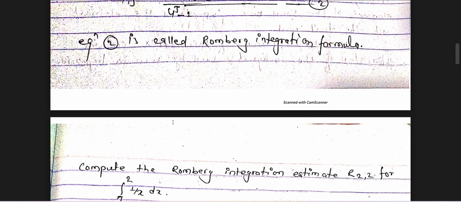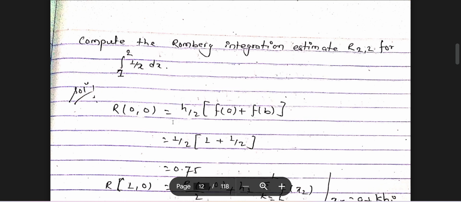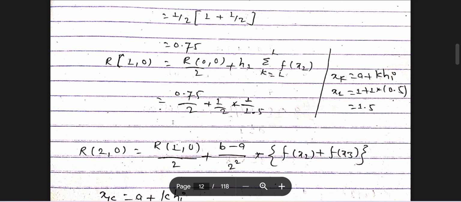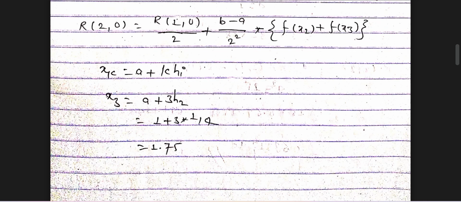Compute the Romberg integration estimate R22. R0 is h/2 times f(a) plus f(b), which is 1/2 times (1 + 1/2), giving 0.75. Then h1 is (b minus a)/2, and R10 is obtained, then R2 and R3 follow using the same recursion.